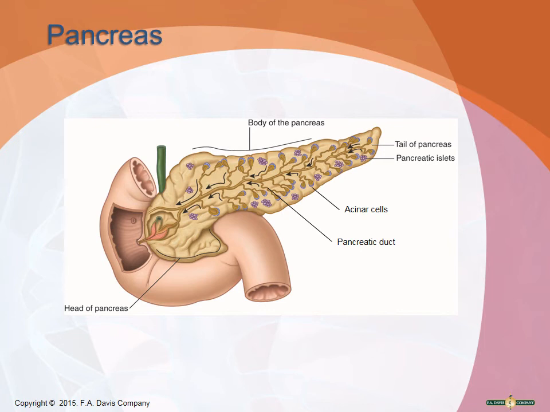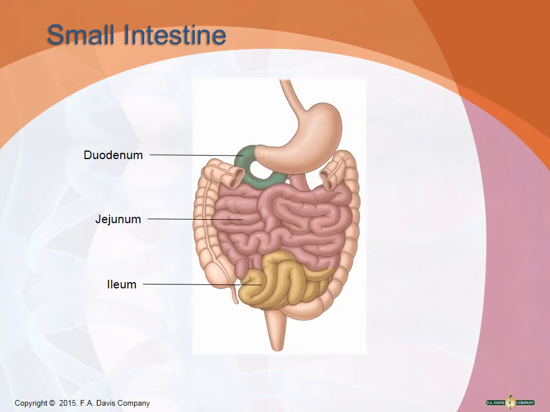But I think secretin was where I was, and that is released from the duodenum and causes the pancreas to release bicarbonate, which is your buffer. So it secretes the enzymes that help break down food, the chyme.